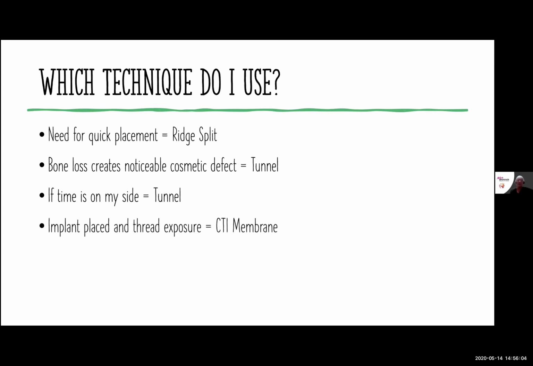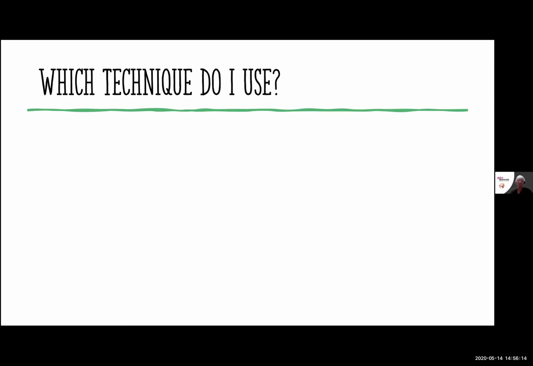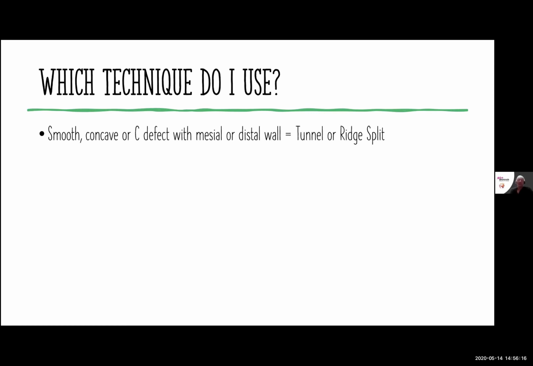If I have an implant where there are threads that are exposed, I'm going to use the CTI membrane, and then I'm going to grow bone with that particular membrane itself. Now, if I have a C defect, which I've showed you, my first choice is to use the tunnel technique. You may also use a ridge split with a C defect, but I will say my priority and my first choice is to use a tunnel with that.